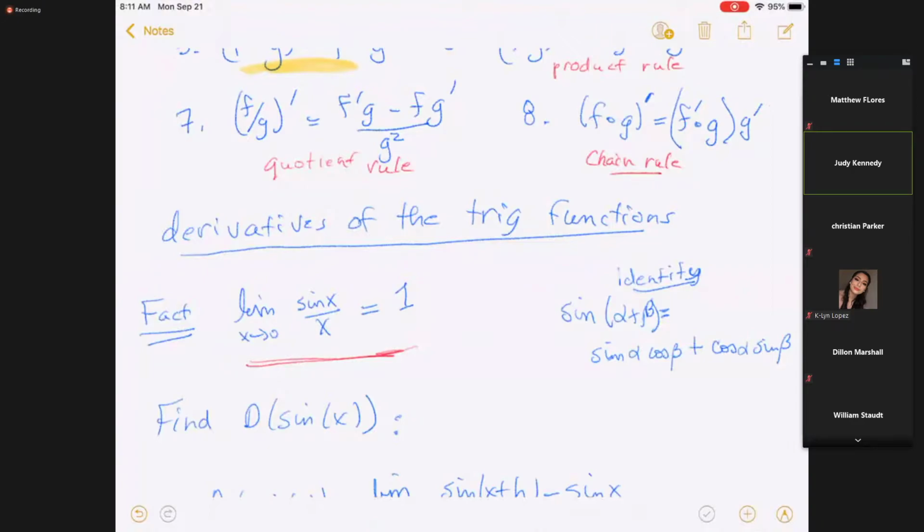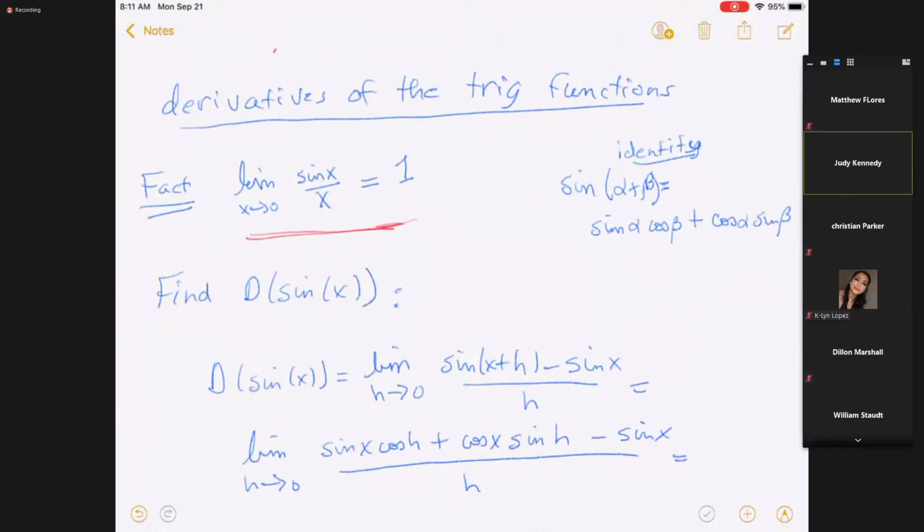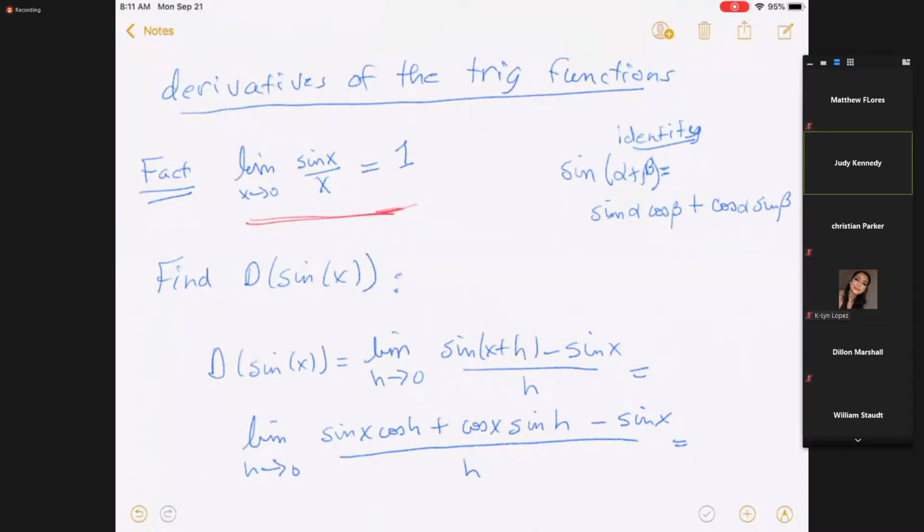Okay, so let's find the derivative of the sine function, and go back to the definition. Definitions are so important. When you encounter something new and none of the things you've learned so far tell you what to do, you go back to what the definition is. So by definition, the derivative of sine of x is the limit as h goes to 0 of sine of x plus h minus sine of x, over h.